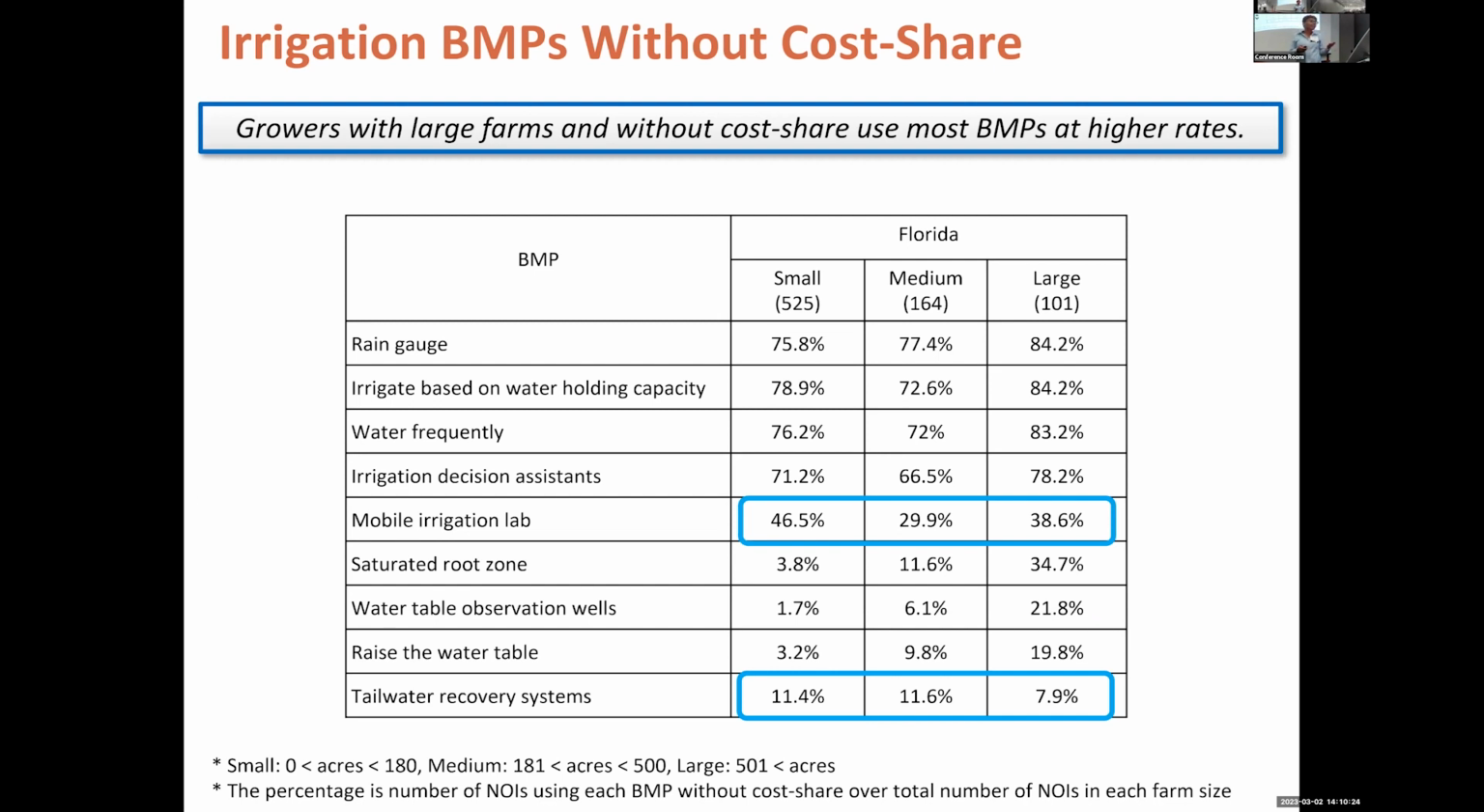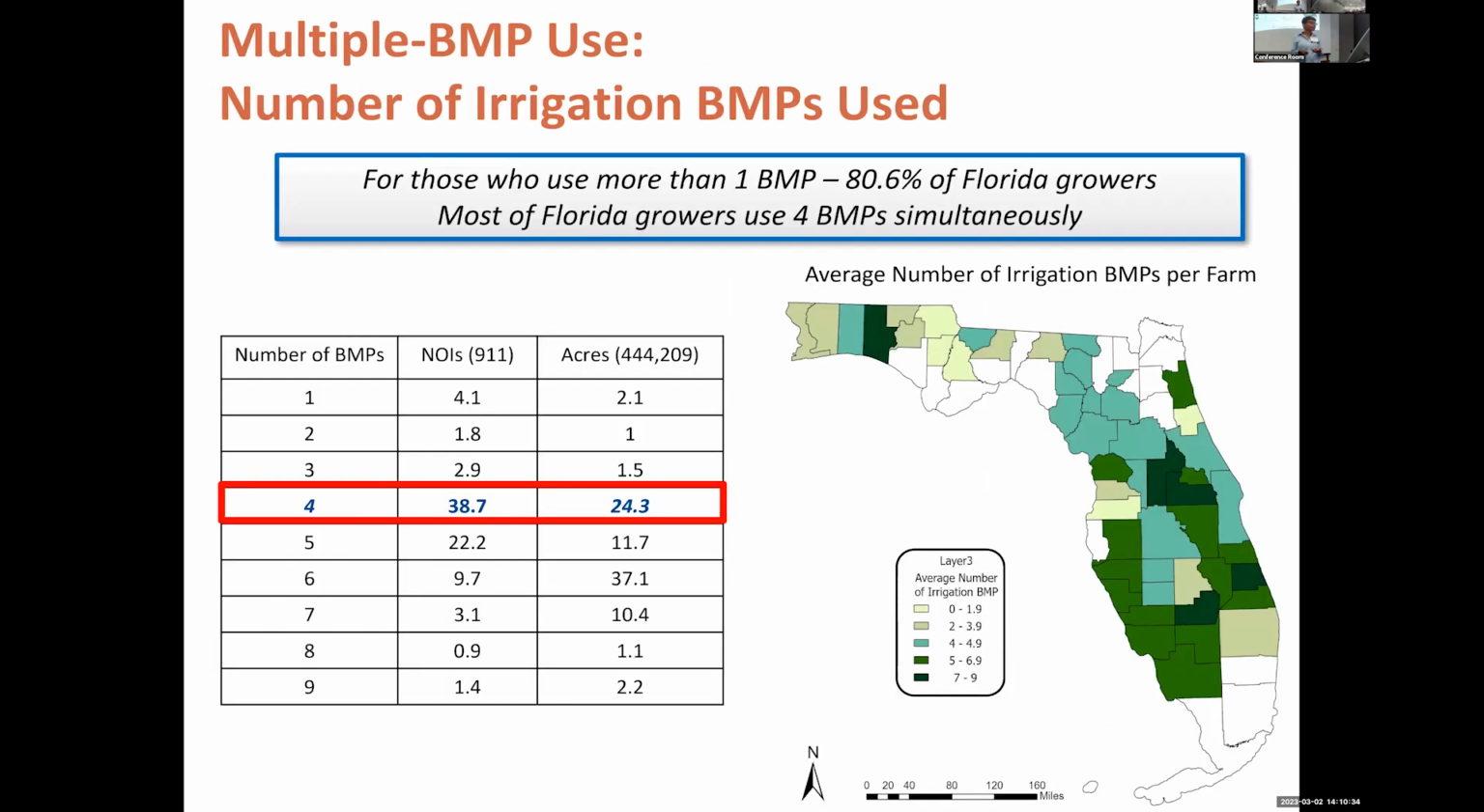And some of this has to do with the type of practice that it is as well. But what we are seeing with this is that it's really about farm size. It's not that much about cost share. And we also know that typically farm size is highly correlated with cost share.